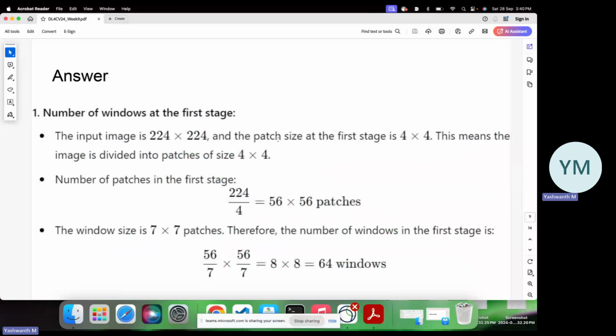Since the input image is 224 cross 224 and the patch size at the first stage is 4 cross 4, this means the image is divided into patches of size 4 cross 4. So the number of patches in the first stage is 56 cross 56, and the window size is 7 cross 7 patches. Therefore, the total number of windows in the first stage is 56 by 7 times 56 by 7. So overall, we have 64 windows in the first stage.